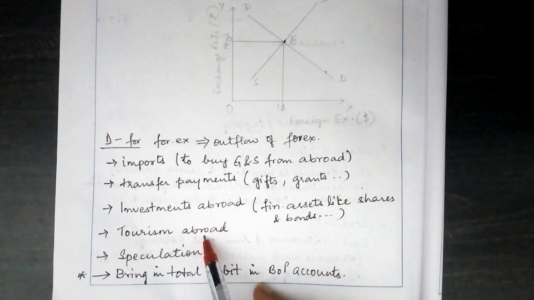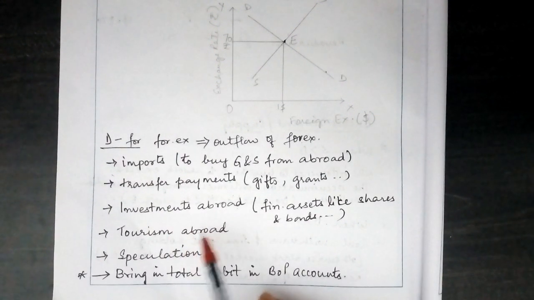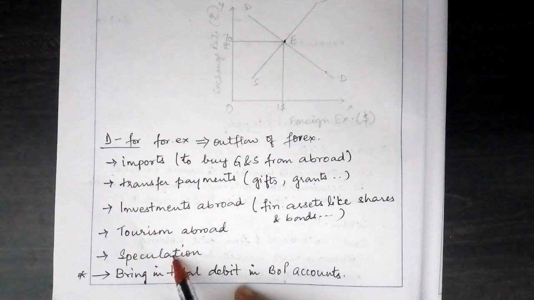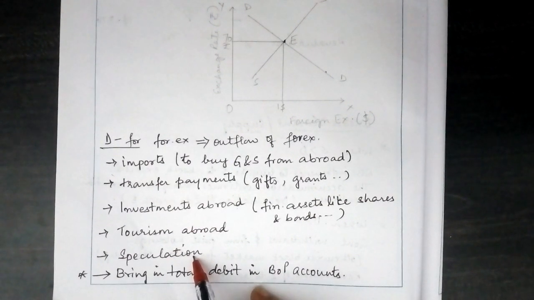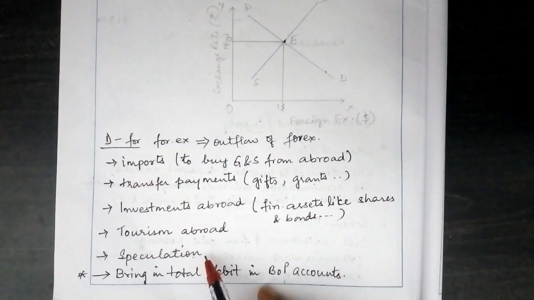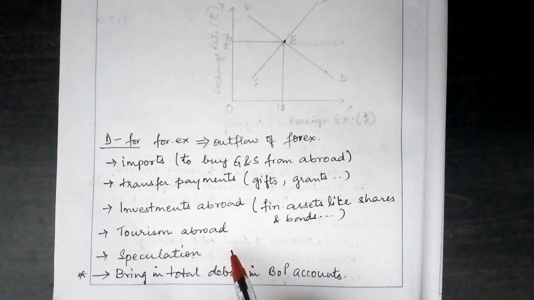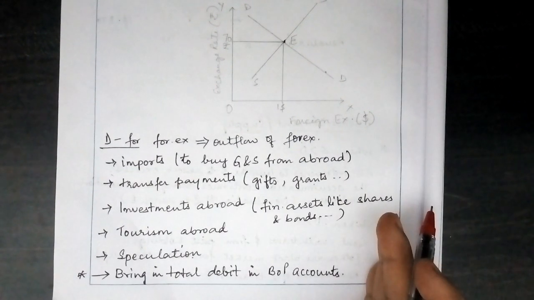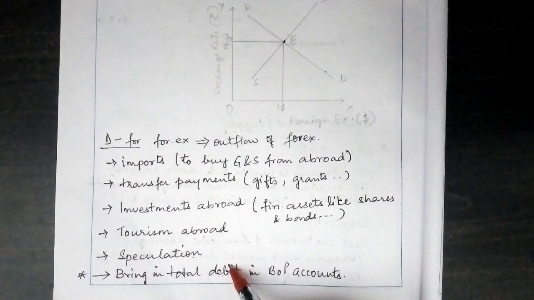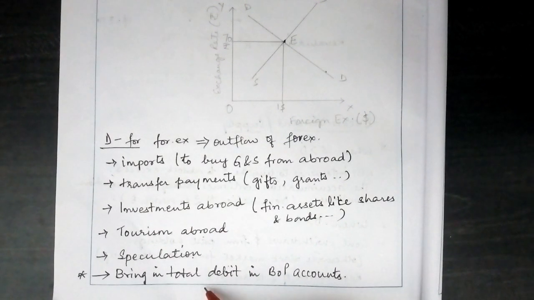Then tourism. When you want to visit a foreign country as a tourist, then the money goes out of the country. Also for speculative purposes. Foreign exchange is demanded for possible gains from appreciation of foreign currency. Then this brings in a total debit in the balance of payments accounts. Since the currency moves out of the economy, it is a debit item. Hence, it brings in a total debit in the balance of payments accounts.